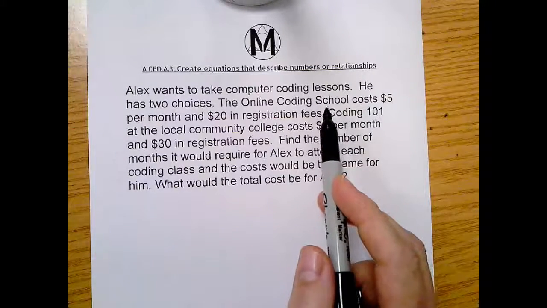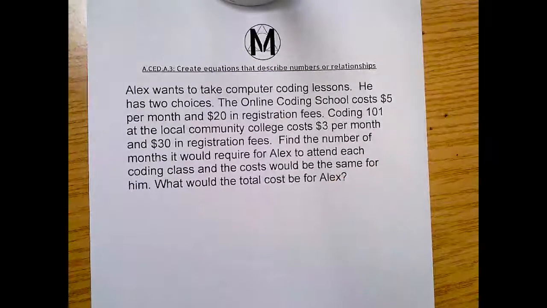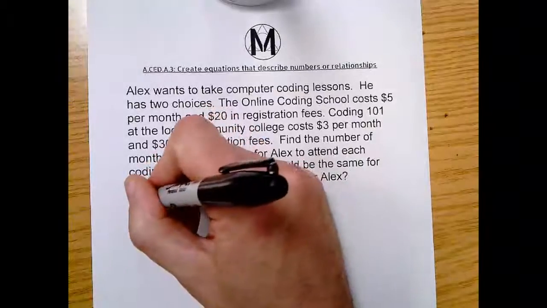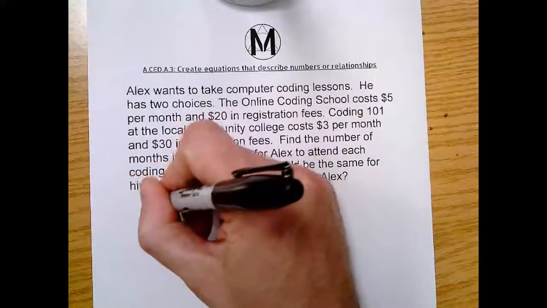Online coding school. It says it's going to cost him $5 per month. So that means if he goes 1 month, it's $5. If he goes 2 months, it's $10, so on and so forth. Well, we don't know how many months, so we can represent months with M, but I like to use X, and you'll see why. And it says per month, and that's another clue that it's like a rate. So we can say that is like 5X.